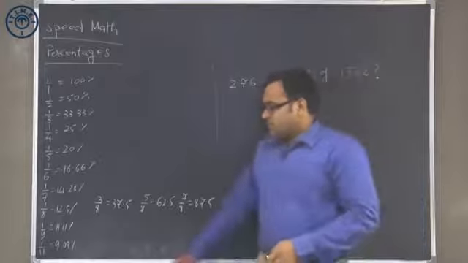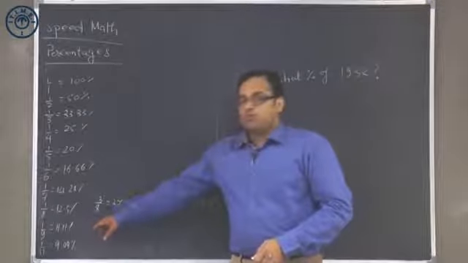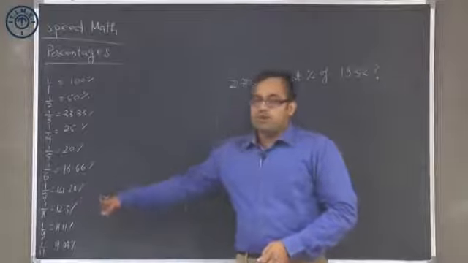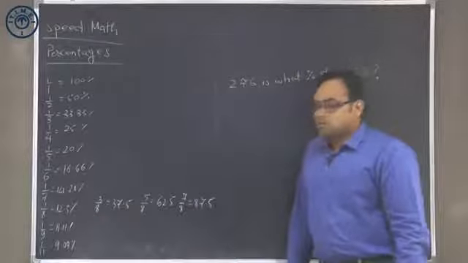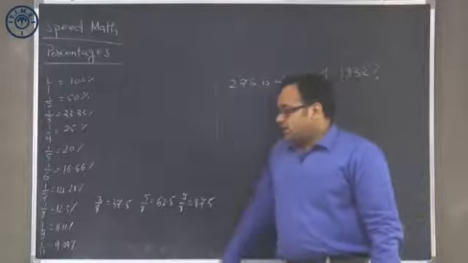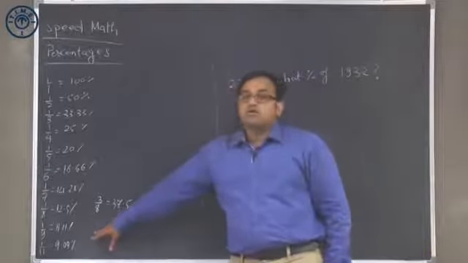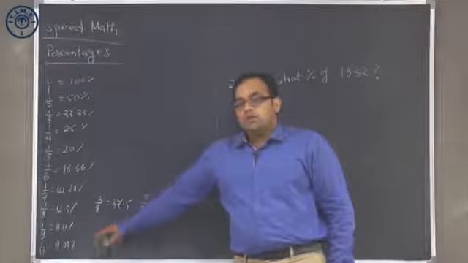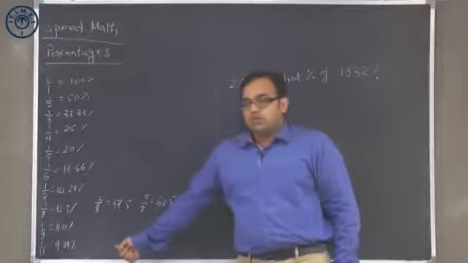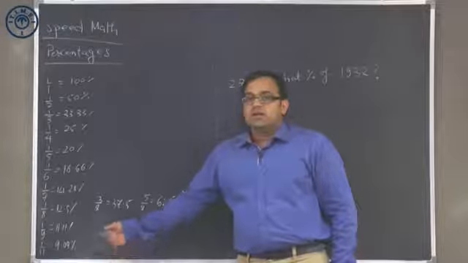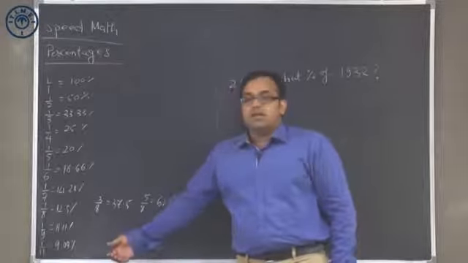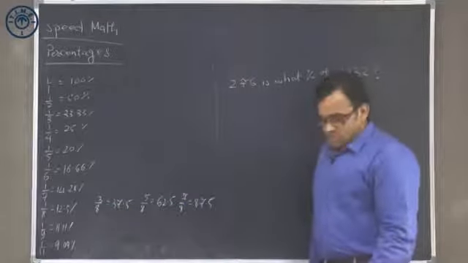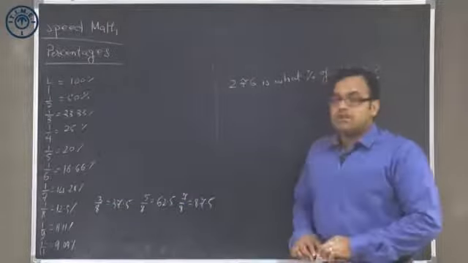Multiplications of 9 would be pretty straightforward. 2 upon 9 is 22.22, 3 upon 9 is 33.33, 4 upon 9 is 44.44, and so on and so forth. So multiplications of 9 are pretty straightforward, and multiplications of 11 would also be pretty straightforward. 1 upon 11 is 9.09, 2 upon 11 is 18.18, 3 upon 11 is 27.27, 4 upon 11 is 36.36, and so on so forth. So with this we'll also get the multiplications of 11.